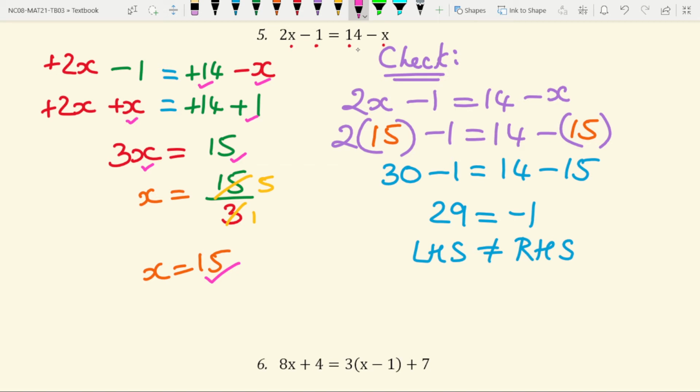Somewhere we have made some mistake. So where I have made the mistake is, I have written x is equal to 15, but instead x is 5. The value of x is 5. I have written this 1 extra. So I have to change the value of x everywhere. I have to write 5.